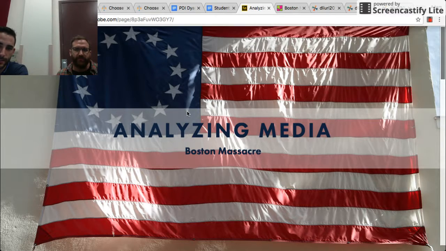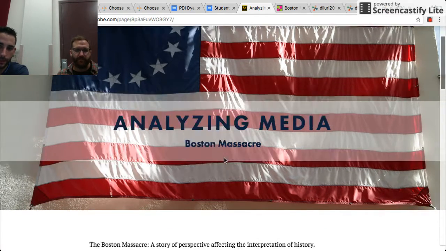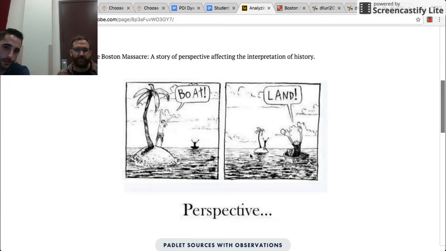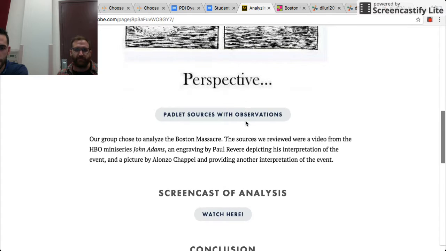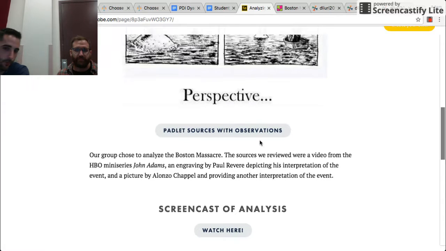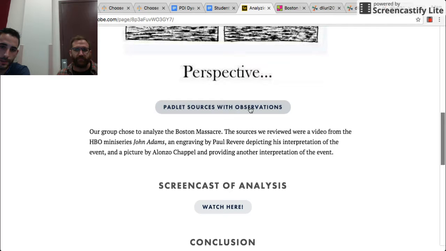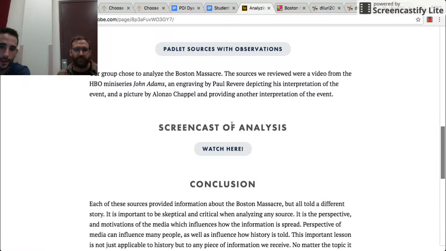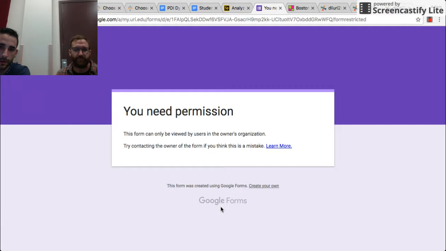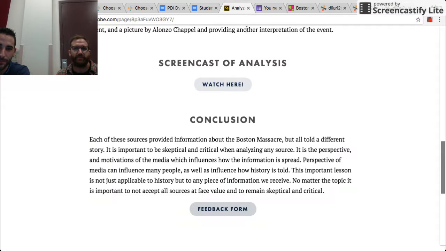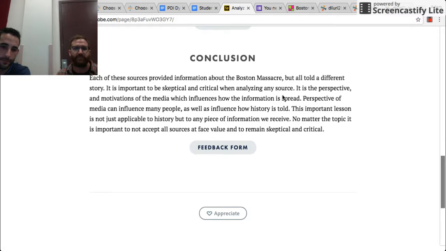So they're analyzing the media, explaining why they chose each portion, why they chose this political cartoon to represent perspective, and why it's important to be critical of sources. Put a link to the Padlet, and then upload the screencast right here. And then they also have a feedback form, which I have to open up for other groups so everyone can see that and peer assess. It helps them reflect even more.